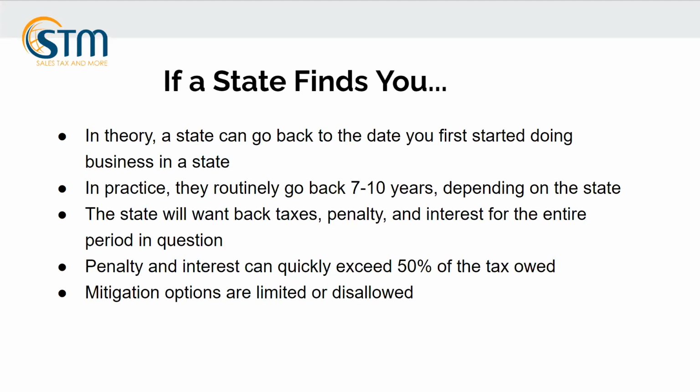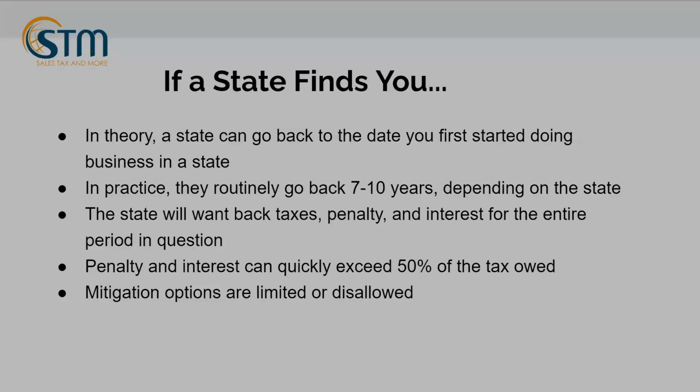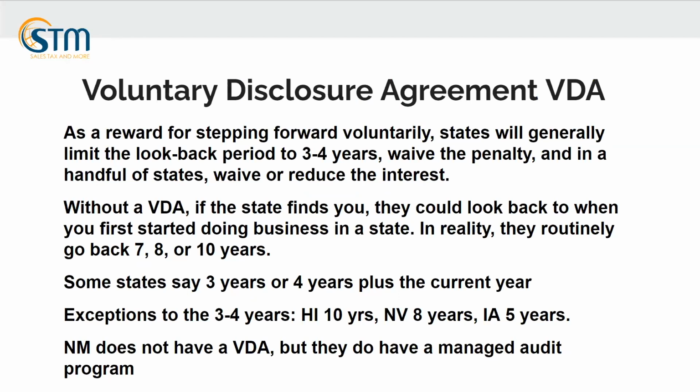And once the state finds you, these mitigation programs that we're going to be talking about are either limited or disallowed. So one of the best programs out there, we started talking about this when it comes to mitigation programs, is a voluntary disclosure agreement. And as a reward for stepping forward voluntarily, states are generally going to limit that look back period. So most of the states are 3 to 4 years. Some of them will say 3 plus the current year, 4 plus the current year. So if you're in January or February, it's closer to 3 years or 4 years. And if you're in November or December, it's closer to 5 years.